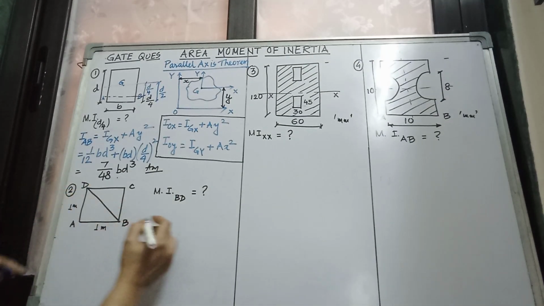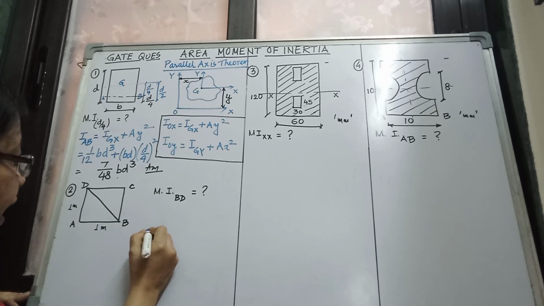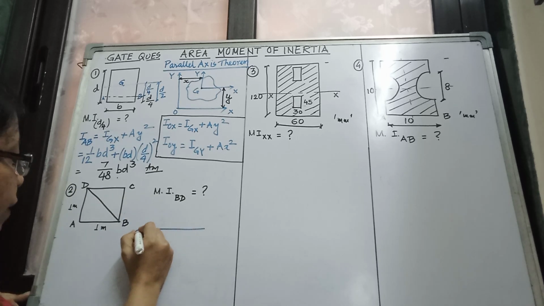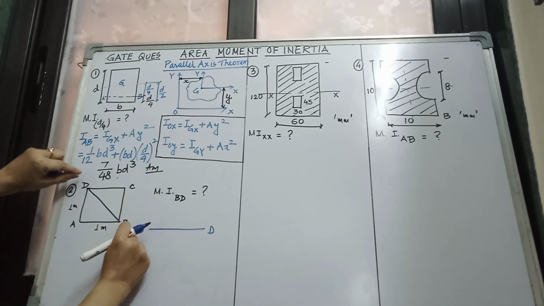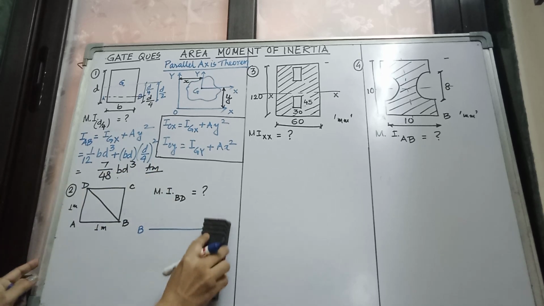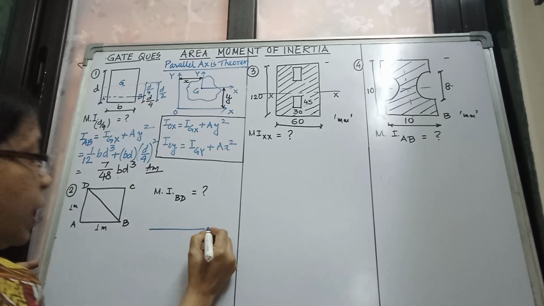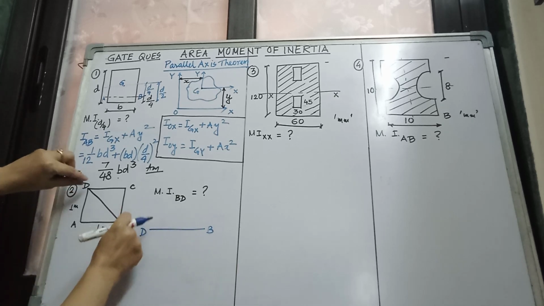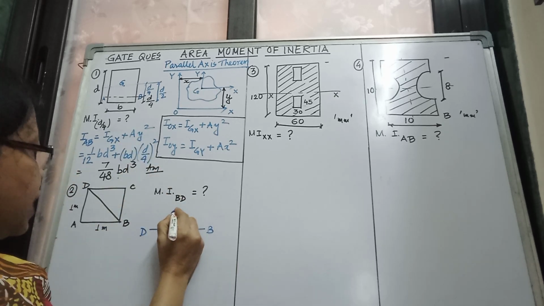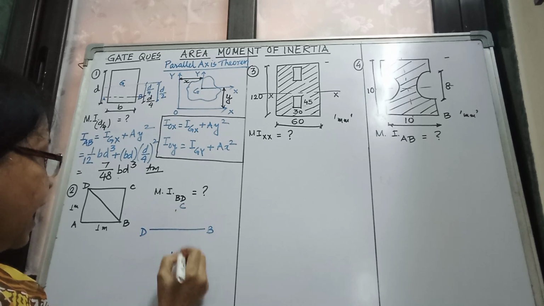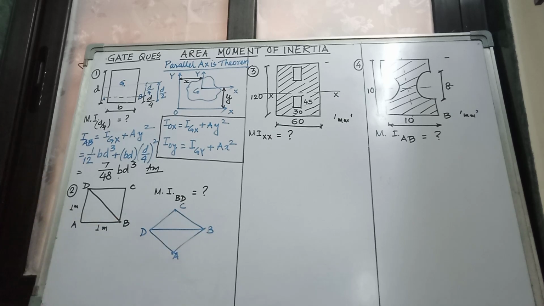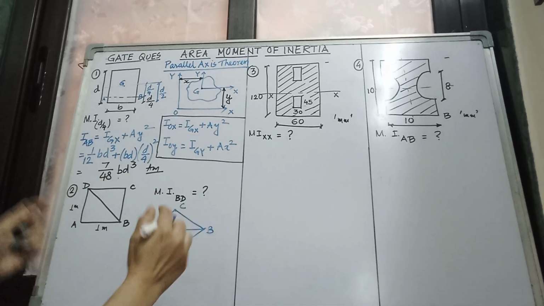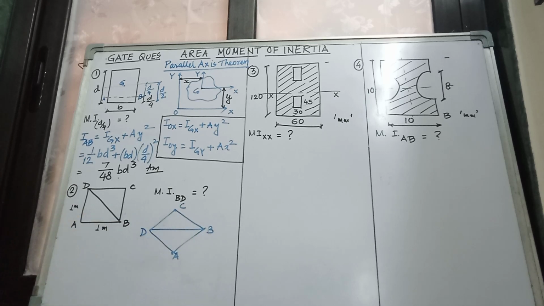For this problem, let us redraw the diagram this way. If we just rotate it like this, this will be B, this will be D. We are just rotating it like this. This point will be C, this point will be A. We are redrawing the same thing, just rotating. Now the BD diagonal becomes like this.